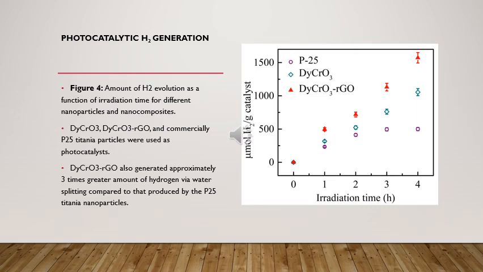Figure 4 represents the amount of H2 evolution as a function of irradiation time for different nanoparticles and nanocomposites. Dysprosium chromide and dysprosium chromide reduced graphene oxide and commercial P25 titania particles are used as photocatalysts. Dysprosium chromide reduced graphene oxide also generated approximately 3 times greater amount of hydrogen via water splitting compared to that produced by the P25 titania particles.